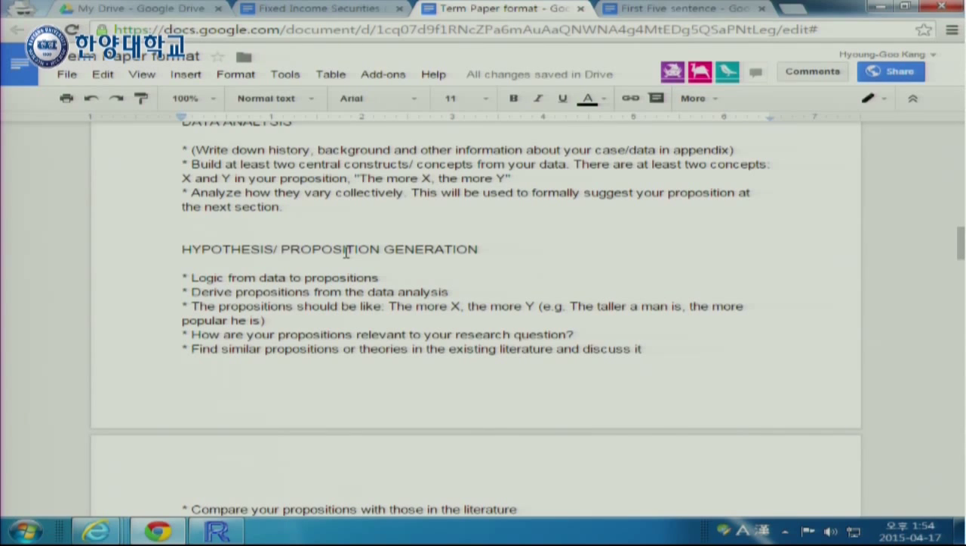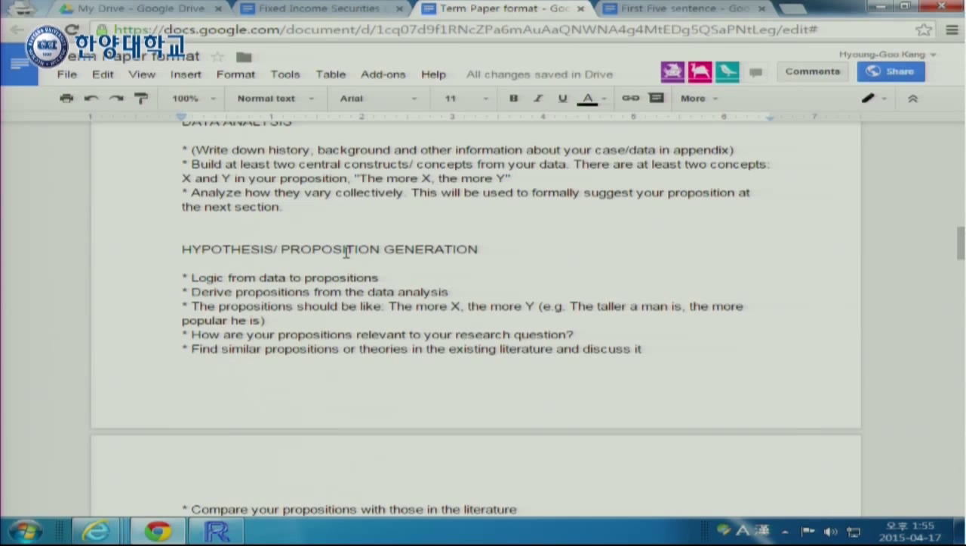From data you analyze and you find "the more X, the more Y," and you have to be clear in logically explaining how from data you generate the pattern that X causes Y. The more X, the more Y. You should be logical. If you use statistics or a mathematical model, this part would be easy, but if you do everything verbally, you should be very careful and logical.